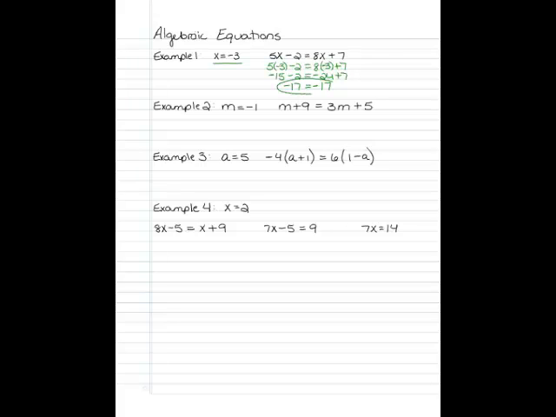So after plugging in the -3, we wind up with a true statement. So -3 is a solution to this equation.